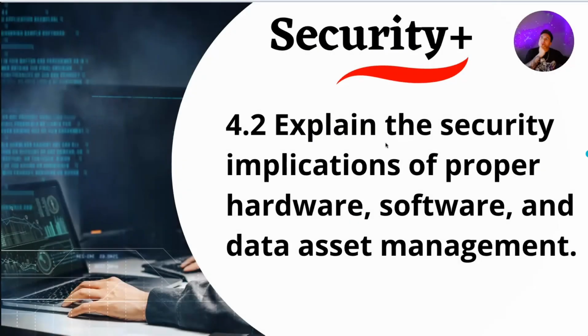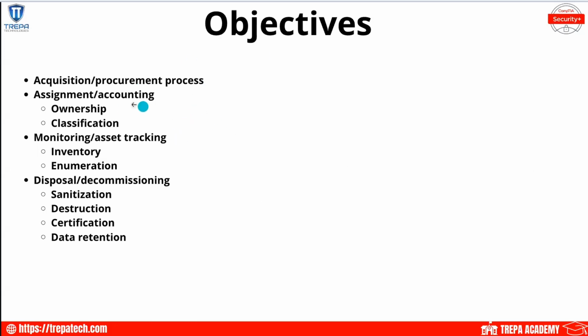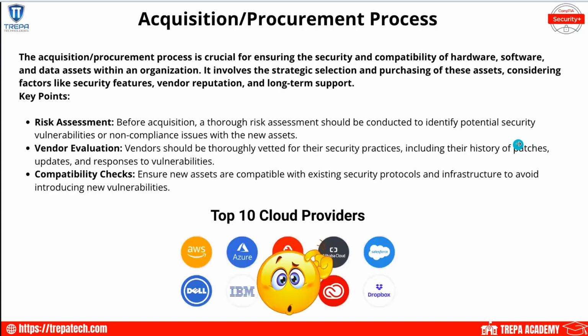All right, guys. Now let's go over domain 4.2, explain the security implications of proper hardware, software, and data asset management. So these are going to be objectives of domain 4.2. We're going to go over the acquisition and procurement process, assignment and accounting, how we can do monitoring and asset tracking, and then disposal and decommissioning. So the acquisition and procurement process. So this process is crucial for ensuring the security and compatibility of hardware, software, and data assets within an organization.